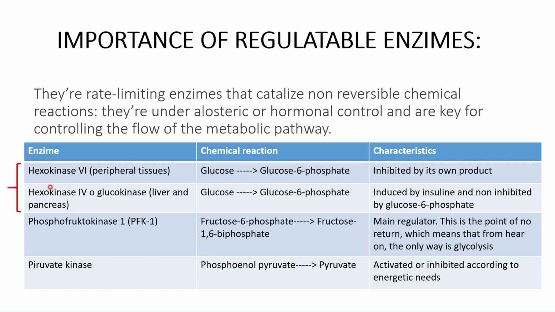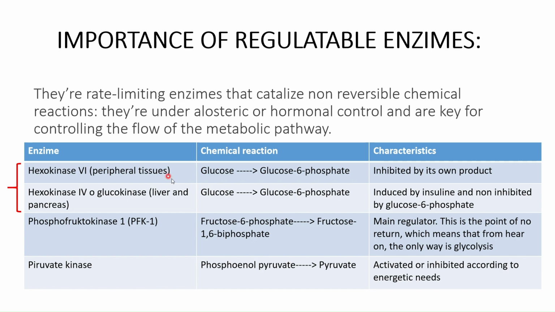We talked about 3, and in here you see 4. But the thing is that this is basically the same enzyme, but in 2 different tissues. So hexokinase 6 is present in peripheral tissues. When I say peripheral, I mean anything but the liver and the pancreas. And hexokinase 4 or glucokinase is present in the liver and the pancreas.